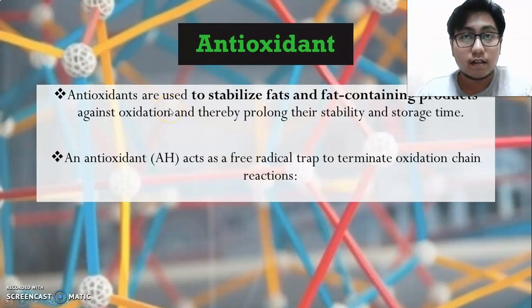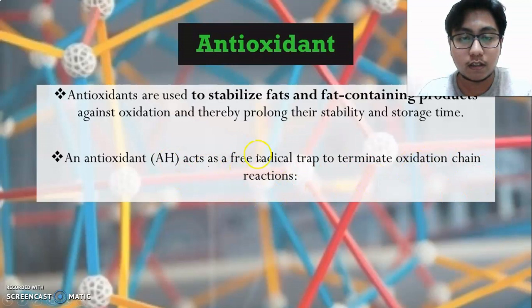Okay. So next, antioxidants. Another thing that can also be used to avoid the oxidation problem is antioxidants. Antioxidants are used to stabilize fats and fat-containing products against oxidation, thereby prolonging their stability and storage time. An antioxidant acts as a free radical trap to terminate the oxidation chain reaction. So basically it says that antioxidants can be used to stabilize or prolong the shelf life of oils and fats by acting as a free radical trap to terminate oxidation chain reactions.